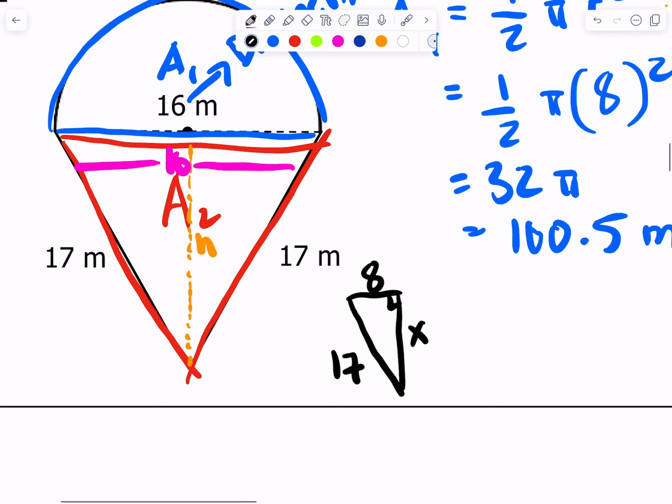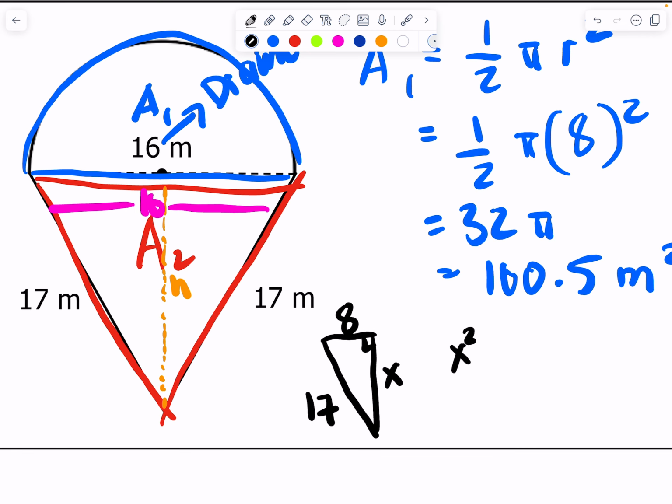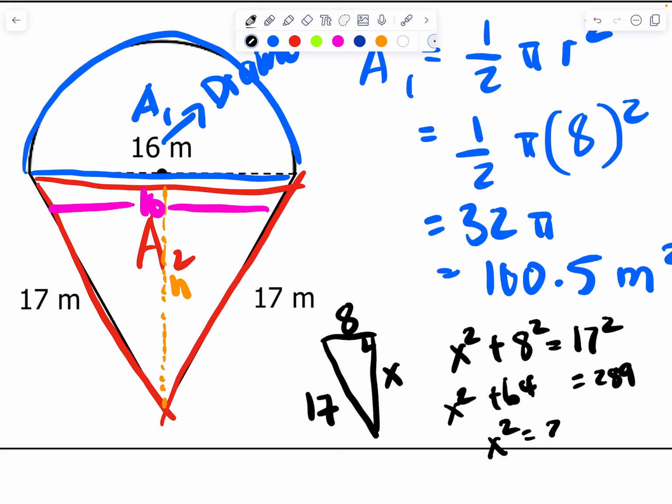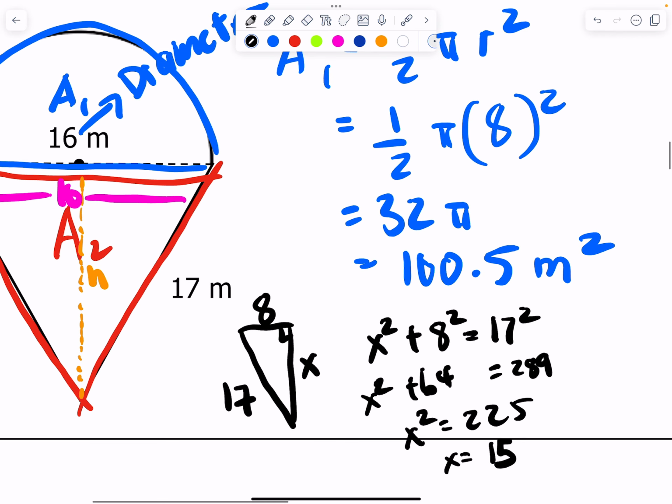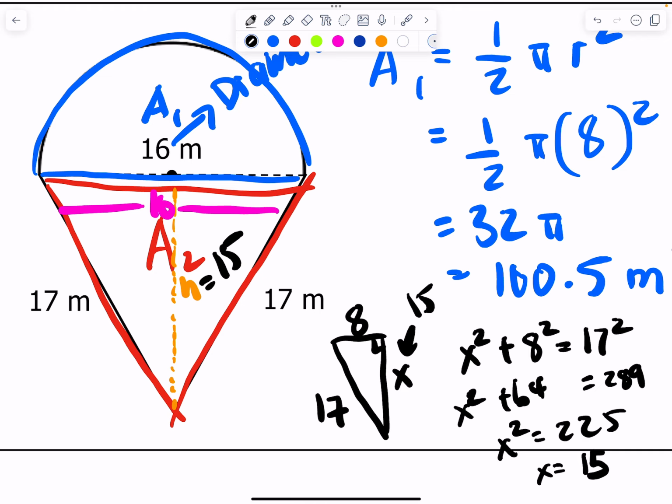So now I can actually use the Pythagorean theorem. x squared plus 8 squared equals 17 squared. Using my calculator, 17 times 17 is 289. x squared plus 64, minus 64. x squared equals 225, and x equals 15. So that means this length is 15, which means this height is 15.